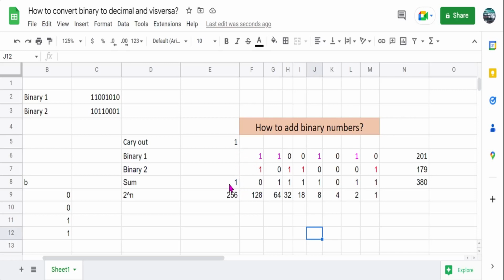So 380 means 1 0 1 1 1 1 0 1 1 with 7 bytes. So there is a carry out. The two binary numbers have 8 bytes, but the sum of the two binary numbers is 7 bytes.